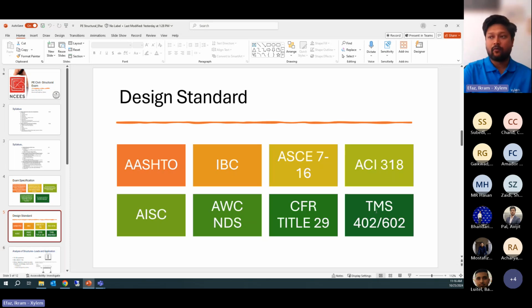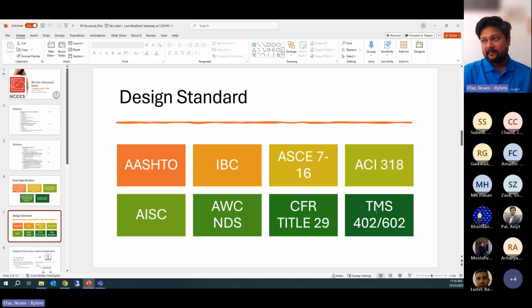So out of all of these codes, the most important codes are the ACI and AISC. The ACI is for concrete design and the AISC is for steel design. So you have to know these codes from beginning to end very well, and also the application of the code, how to design the members using the code. If you know ACI and AISC very well, you are going to pass the PE exam, as easy as that.